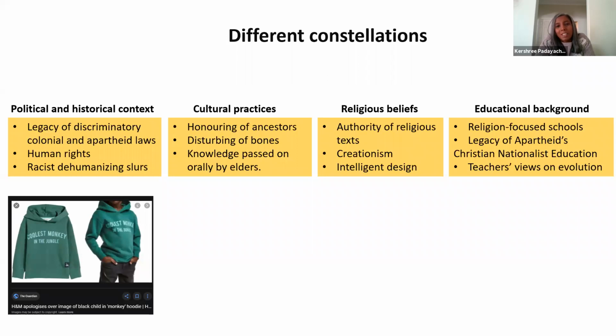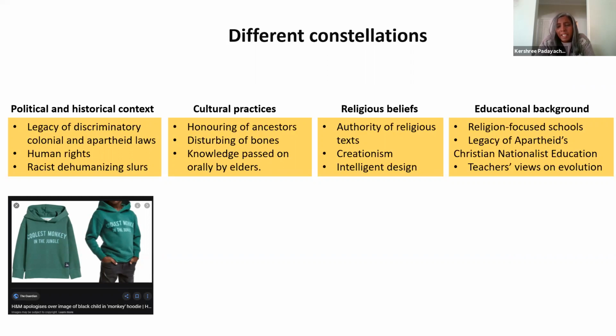Of course, there are the religious beliefs as well, and this is very well researched in terms of the teaching of evolution. There's a lot about the different belief systems, and how this comes to impact in the classroom, and we have to take that into account as well.